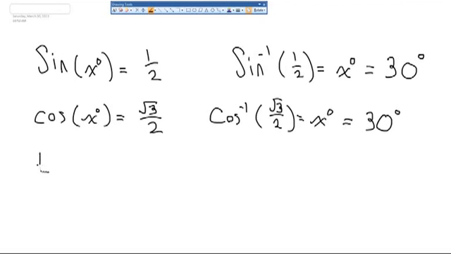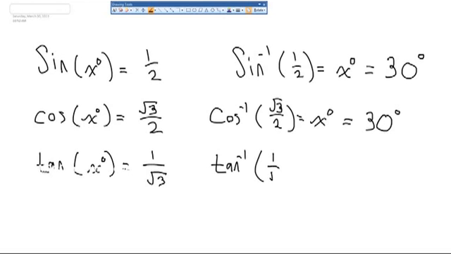And for tangent, we'll do it one last time here. In this case, the tan is the opposite over adjacent. This was 1 over root 3. And the inverse tan of 1 over root 3 would therefore give us our x value. And we get, once again, 30 degrees.